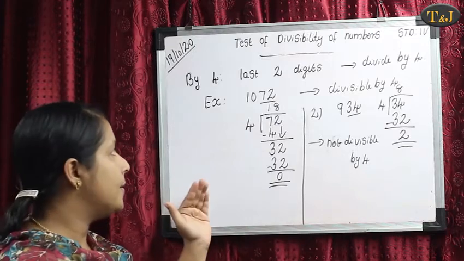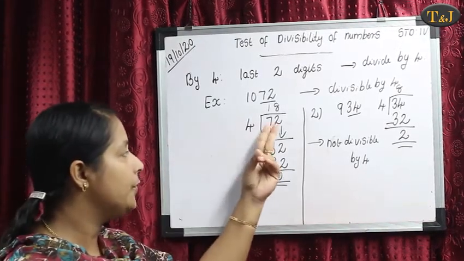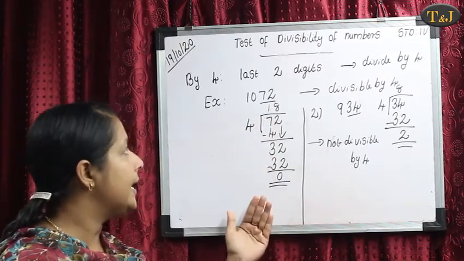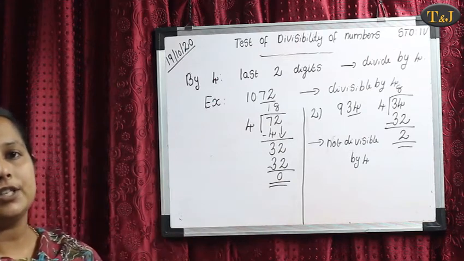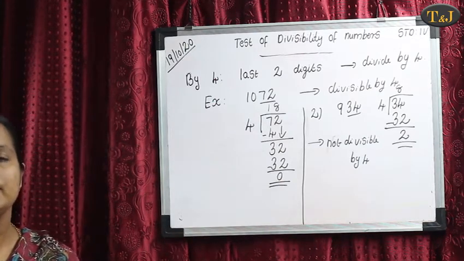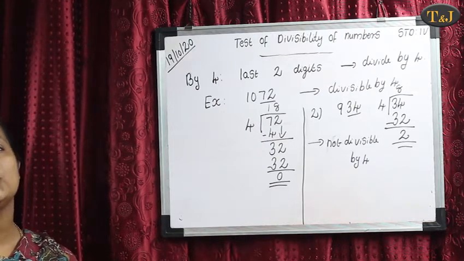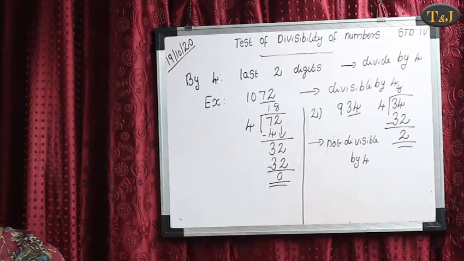Our first example, take the number 1072. The last 2 digits are 72. We are dividing 72 by 4. Our remainder is 0. In that case, it is divisible by the number 4. When we divide by 4 and our remainder is 0, it is divisible by 4. If we are not getting the remainder 0, it is not divisible by the number 4. Only remember that in divisibility by the number 4, we are taking the last 2 digits.